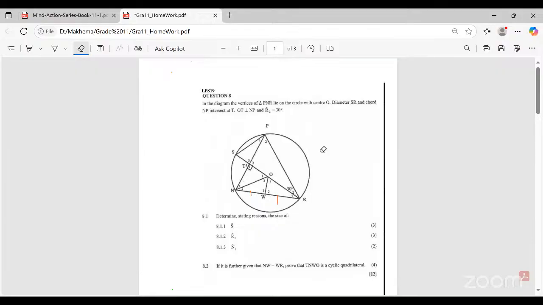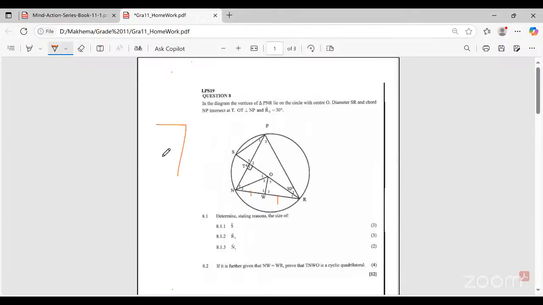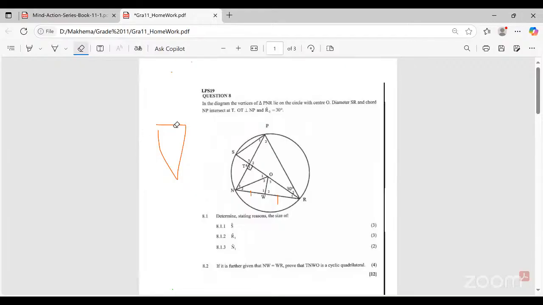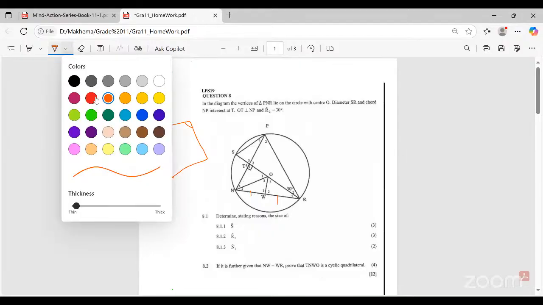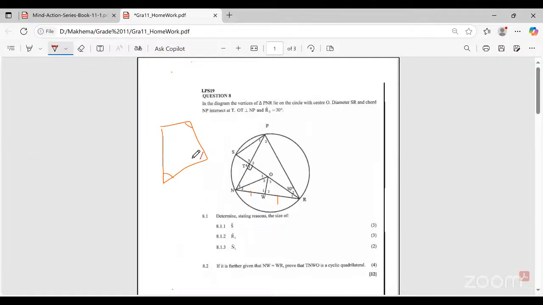In order for us to prove that something is a cyclic quad, we need to know the properties of a cyclic quad. The property of a cyclic quad is this. If this is a cyclic quadrilateral, then this angle plus this angle is equal to 180 degrees, and the same applies with this angle plus that angle equal to 180 degrees. Reason being, opposite angles of a cyclic quad are supplementary.